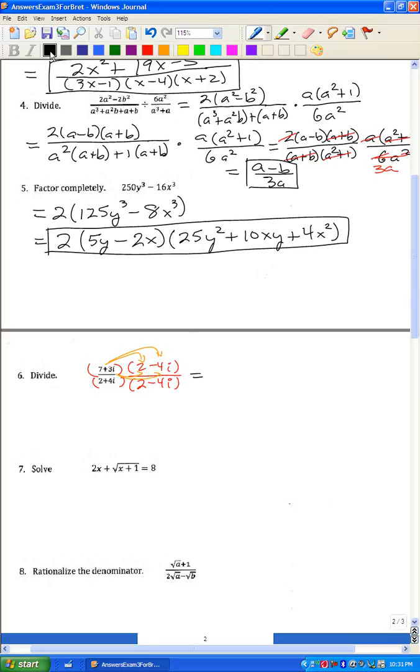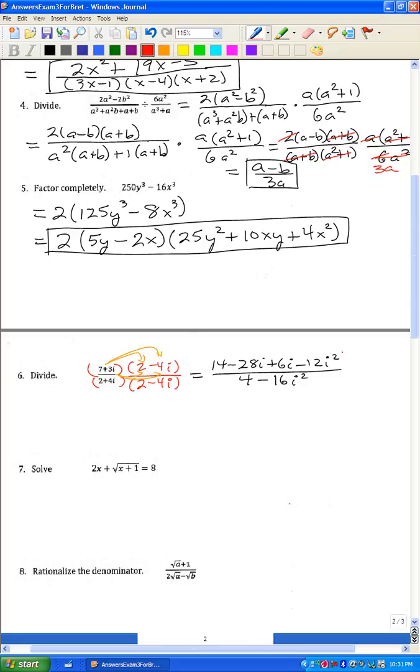And so I get here 2 times 7, 14. 7 times negative 4i, negative 28i. 3i times 2, 6i. 3i times negative 4i, negative 12i squared, all over. This is the special product formula. The product of the sum and difference of two terms is just the difference of their squares. 2 times 2 is 4. 4i times negative 4i is 16i squared.